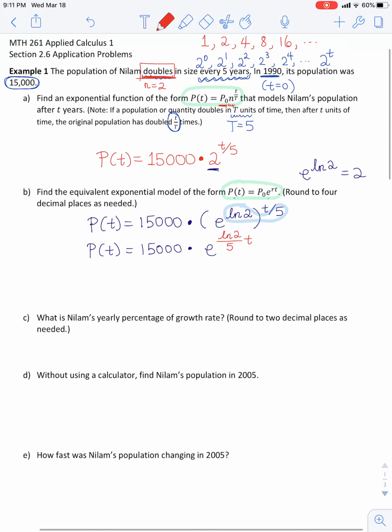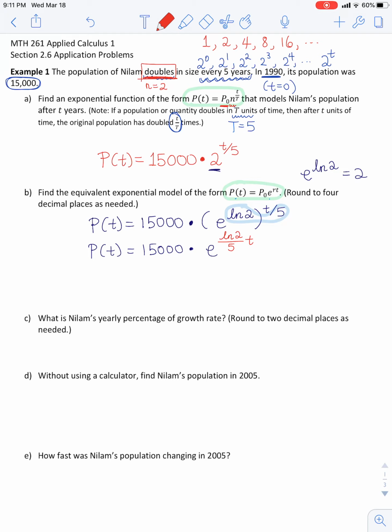And this is where we're going to have to round to 4 decimal places. So I'll get my calculator over here.